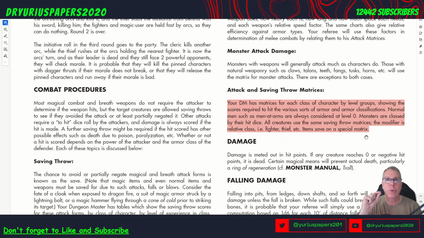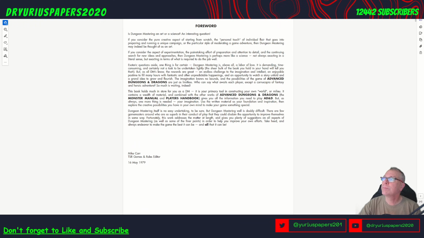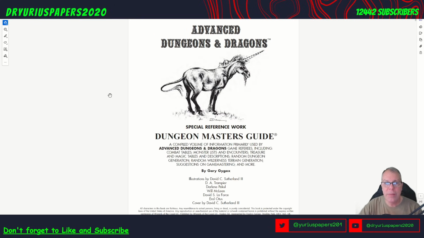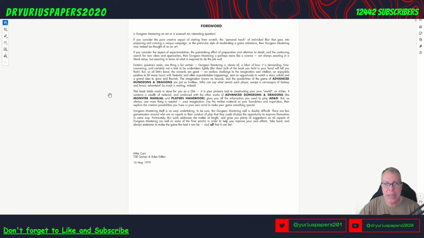And they actually would not come out until May of 1979 in the Dungeon Master's Guide. Here's the Dungeon Master's Guide here, May 1979. And we do not see any of these tables until then.